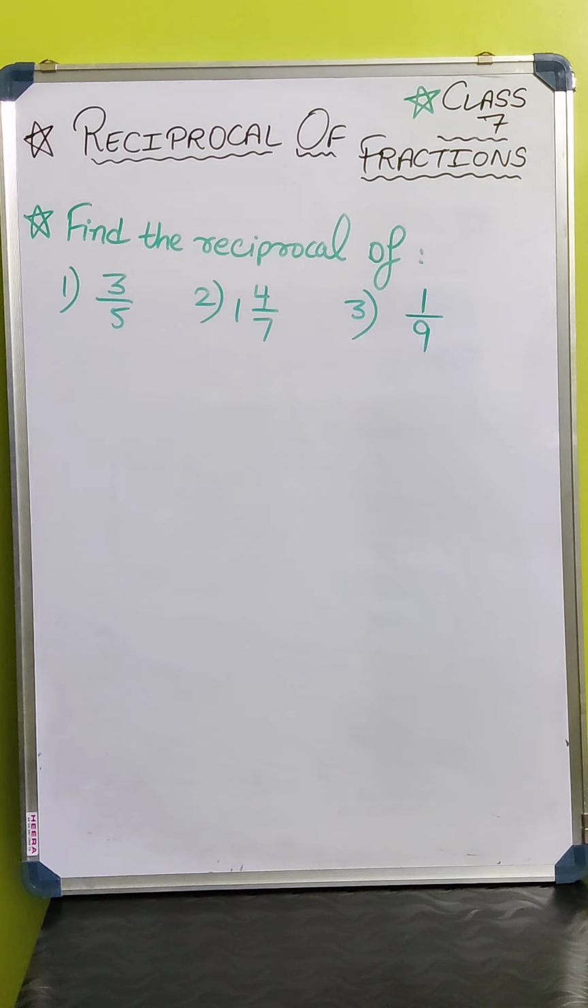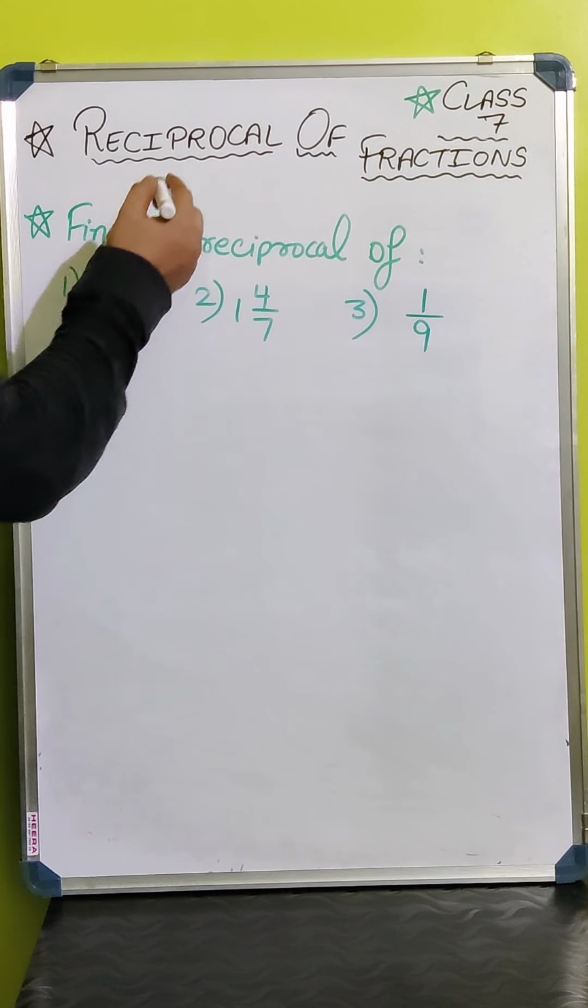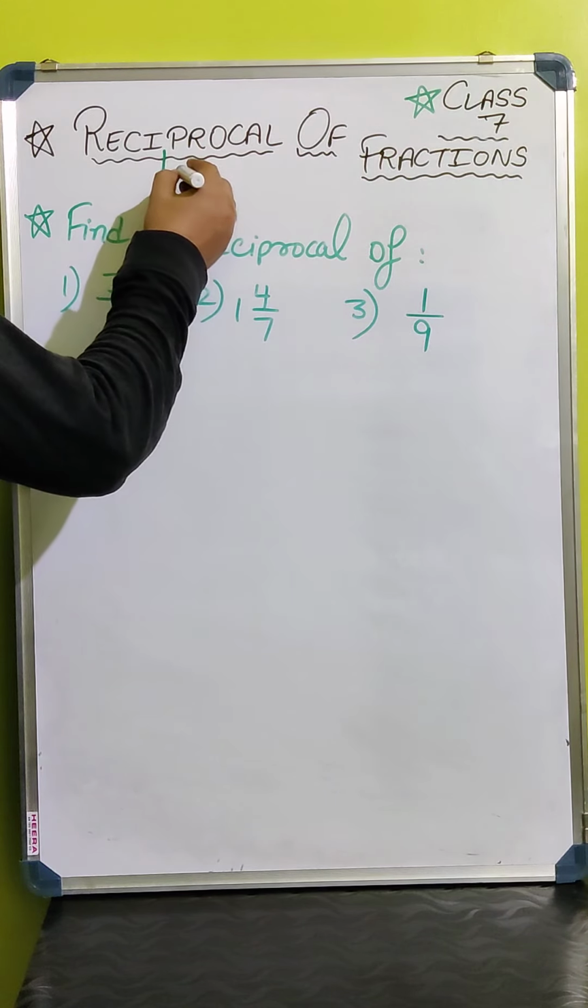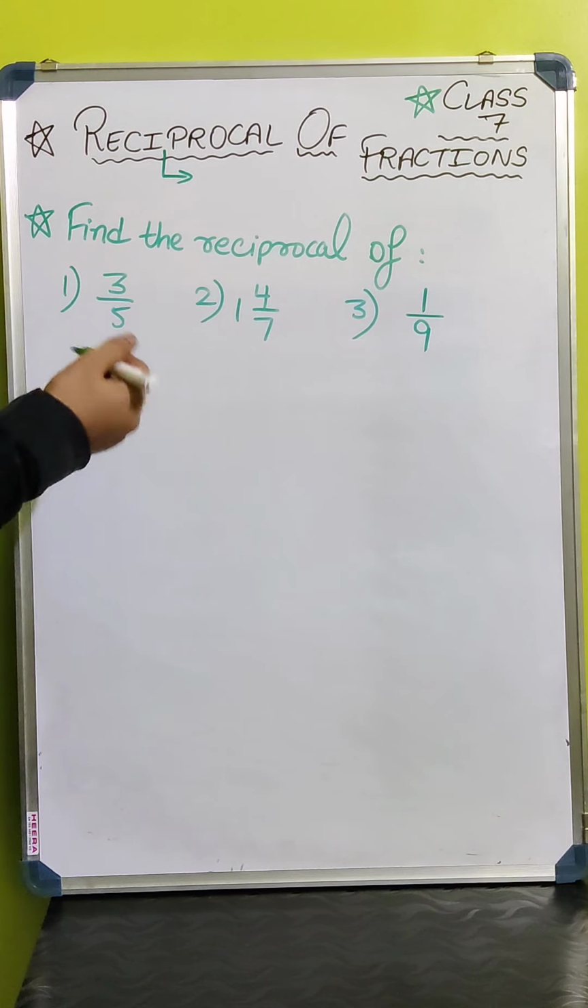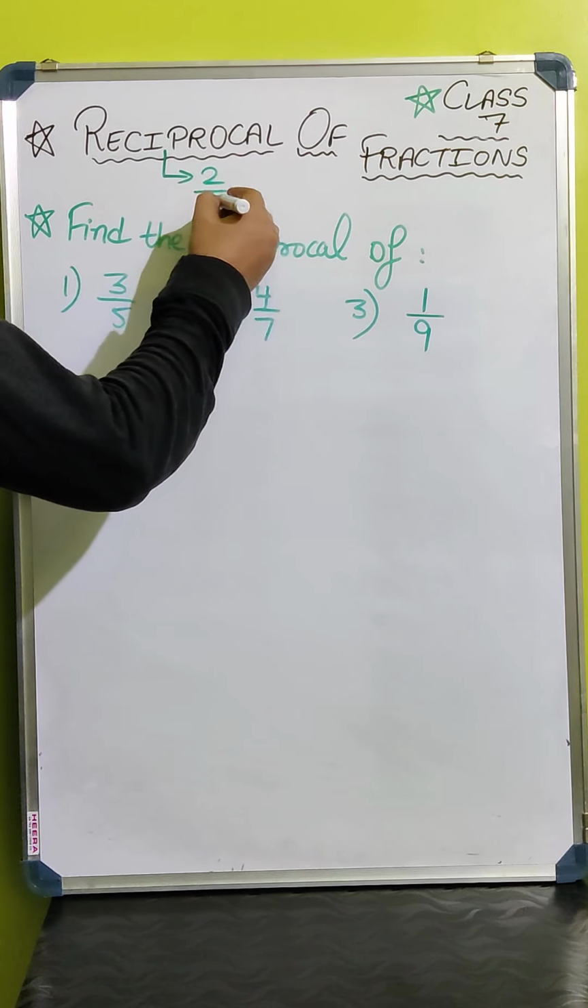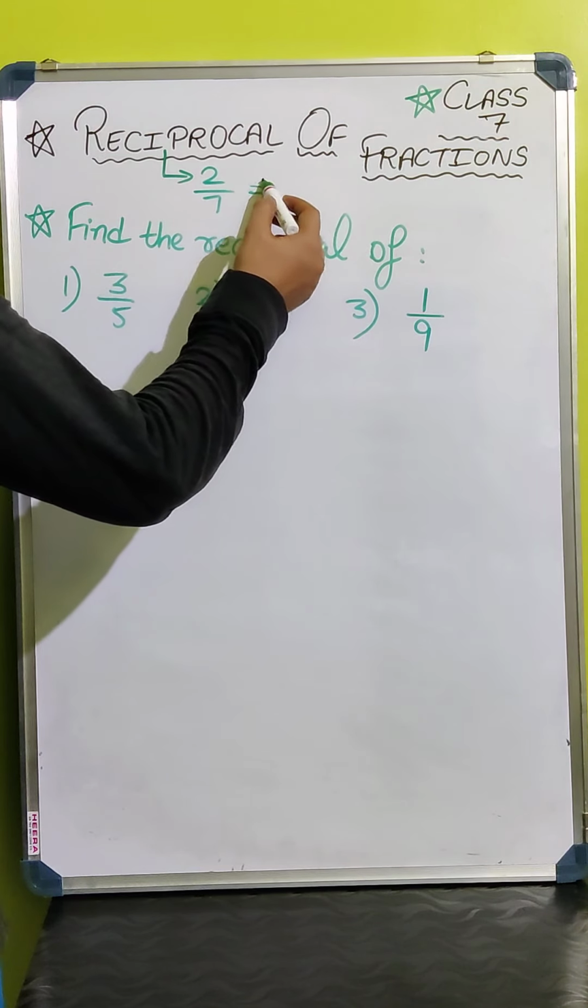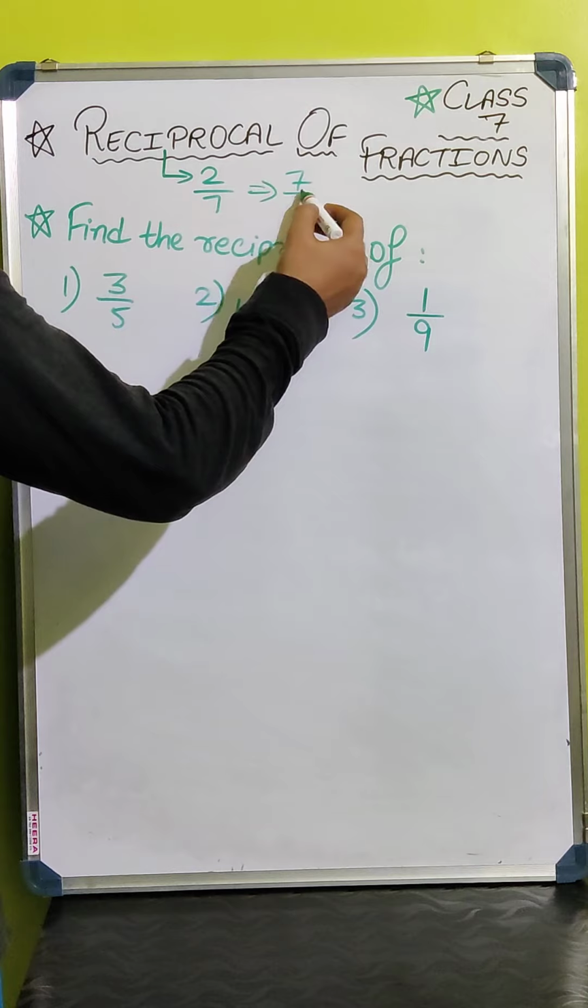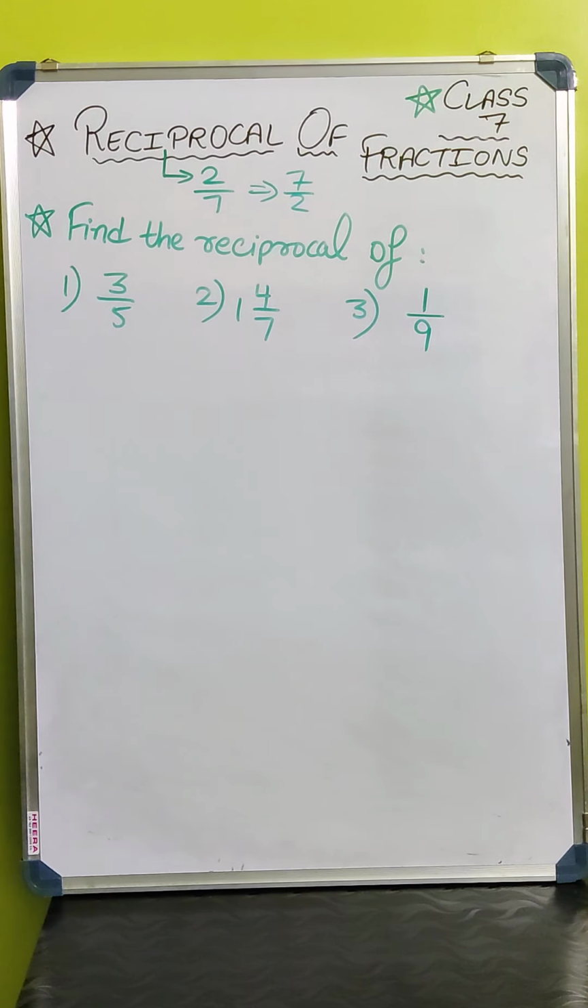Okay, now what is the meaning of reciprocal? Reciprocal, all of you know, is just a reverse number. Like if we have written 2 by 7, what will be the reciprocal here? Reciprocal will be 7 by 2. So like this, we will find out the reciprocal of the following numbers.